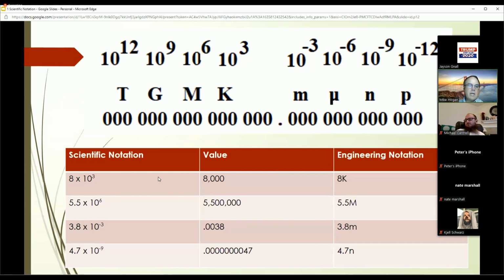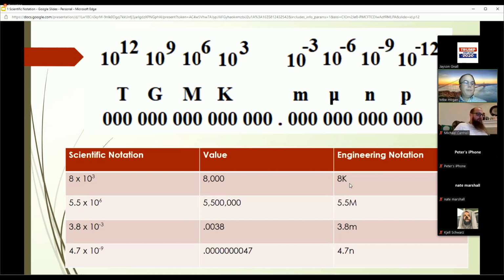Here's an example. 8 times 10 to the 3rd. We convert that out. That's the same as 8 with a decimal sitting right there. I move it 3 places, I get 8,000. Well, in engineering notation, this times 10 to the 3rd is kilo, right? So instead of writing out times 10 to the 3rd, I'm just going to write 8 kilo, 8K.